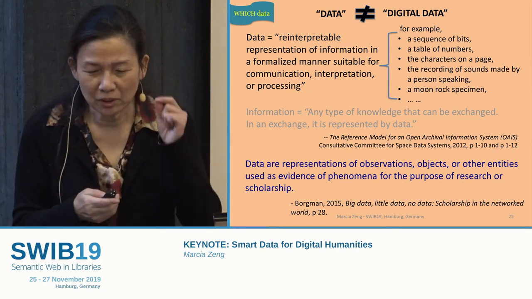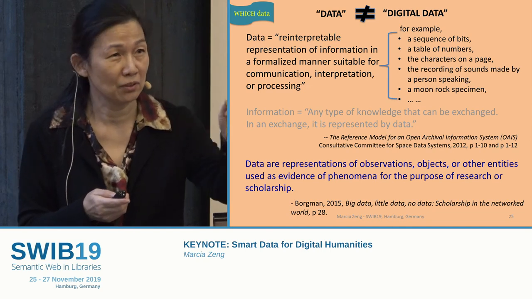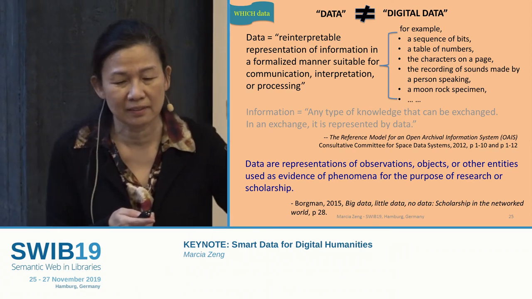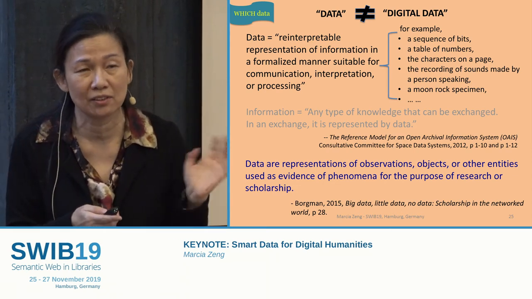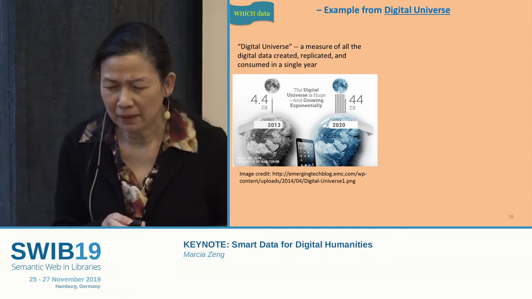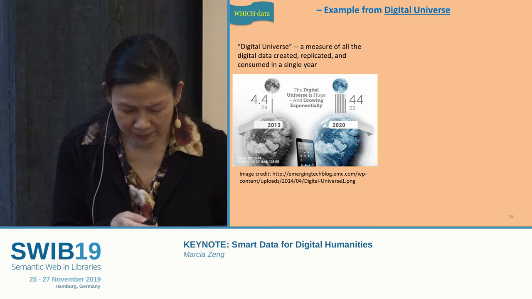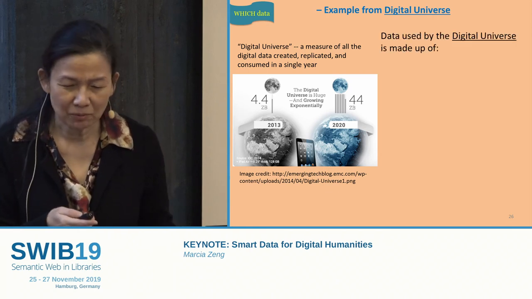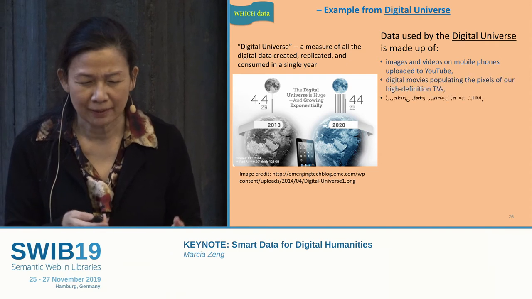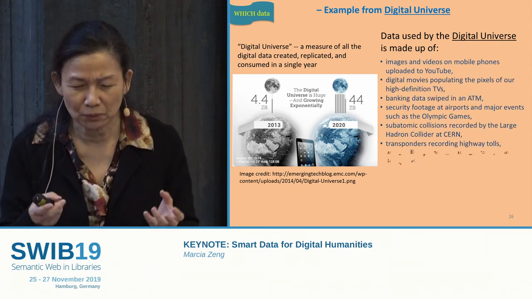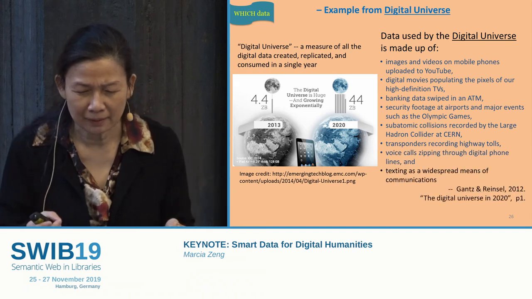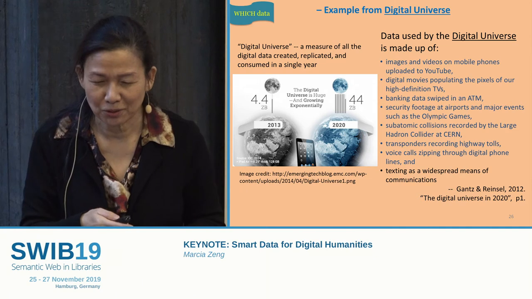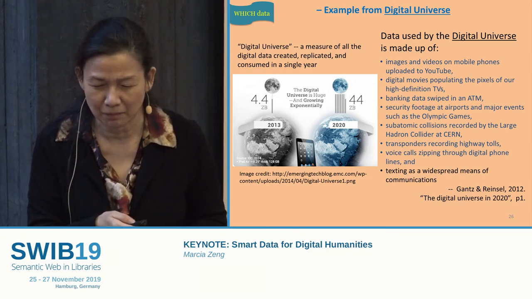So if we don't change the concept, and only think data are 0s and 1s or grabbed from the web, that is limited. We have to change our view. Data does not equal digital data. It's much larger than digital data. An example from the digital universe study is a measure of all the digital data created every year. We can see what they come up with: images and videos from mobile phones, your digital movies, your banking data, your security images. All of this is the so-called digital universe that is built every year.